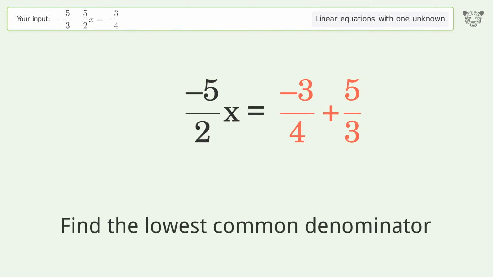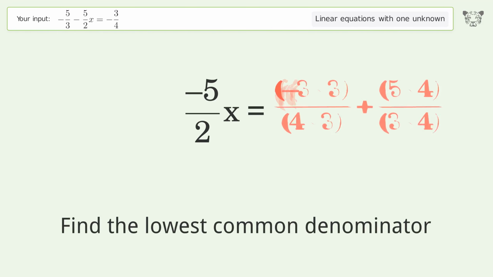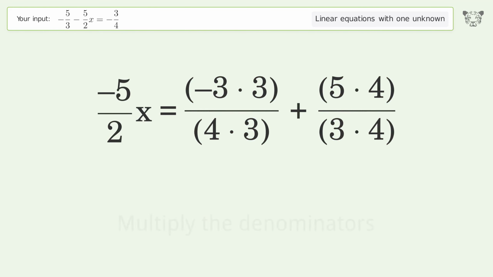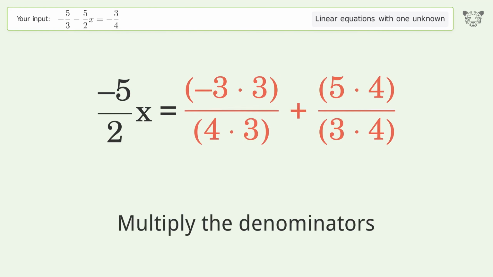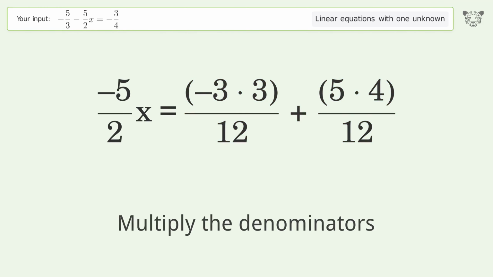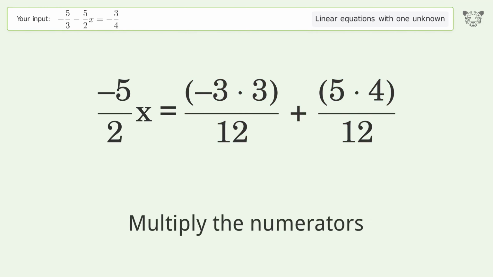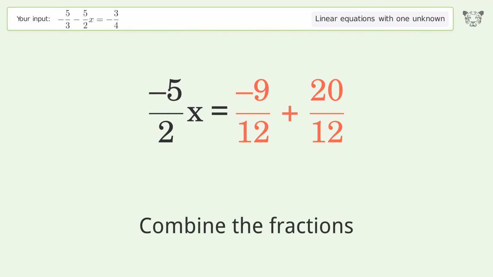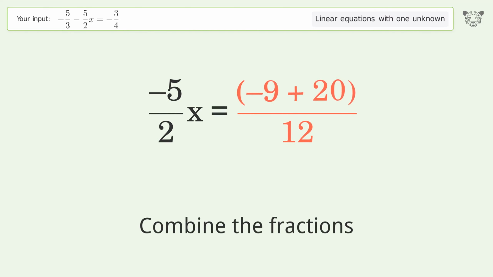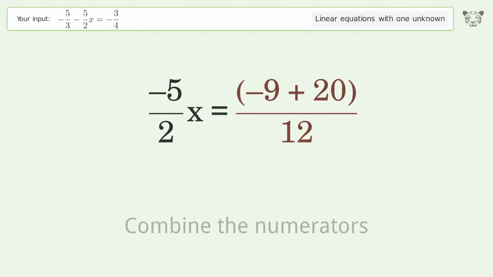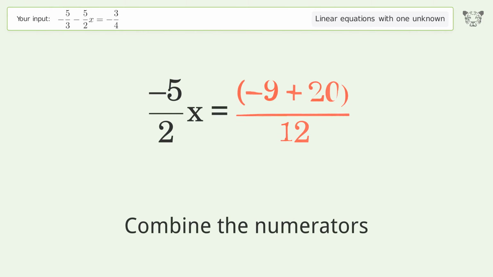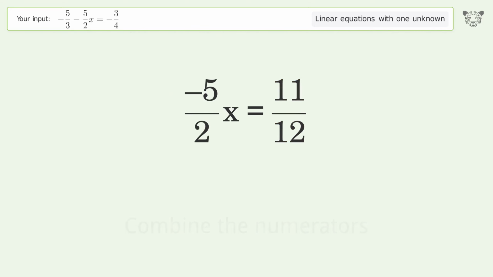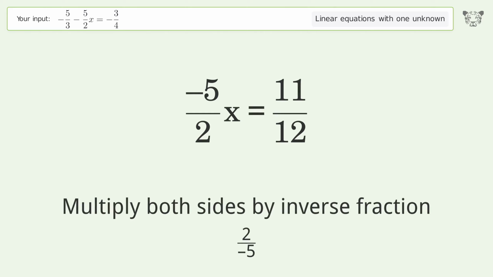Find the lowest common denominator. Multiply the denominators. Multiply the numerators. Combine the fractions. Combine the numerators. Isolate the x. Multiply both sides by inverse fraction 2/5.